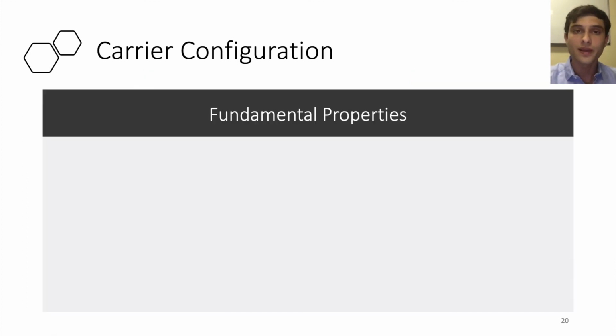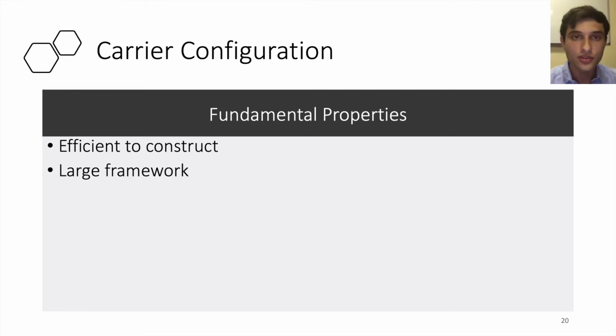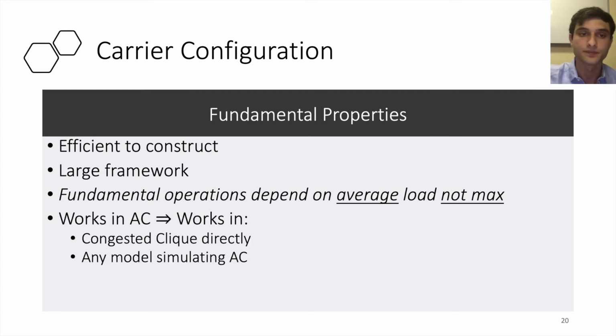And so basically what that gives us is fundamental properties of the Keren configuration. It's really efficient to construct from a given input graph. And we have this large framework which allows us to perform many operations inside this configuration. Now this framework works by depending on the average load used within the operations and not the maximum. This makes it very convenient for an algorithm designer to just focus on the total complexity of an algorithm, the total message complexity of an algorithm, and not the skewed distributions which might happen due to skewed input.